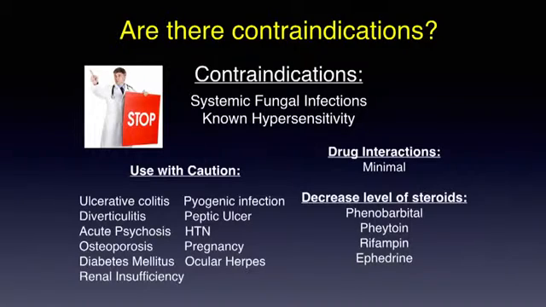There are relatively few true contraindications for corticosteroids. A systemic fungal infection or known hypersensitivity are absolute contraindications. There are a number of medical conditions in which they should be used with caution. If you have any question as to whether a patient can take them or not, you should contact their physician. Psychologic disturbances may occur and can range from mild to pronounced. These are reversible when the drug is discontinued.